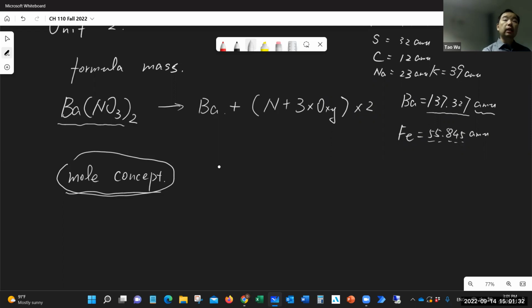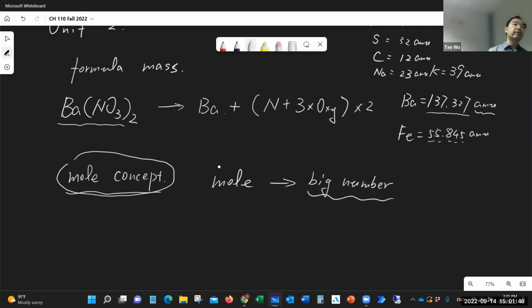Mole actually is a number. You're going to remember, mole is a very huge number. It's a very big number, and you cannot even imagine that. What is the meaning of this? It's bigger than trillion of trillion. And then you say, what is a trillion of trillion?